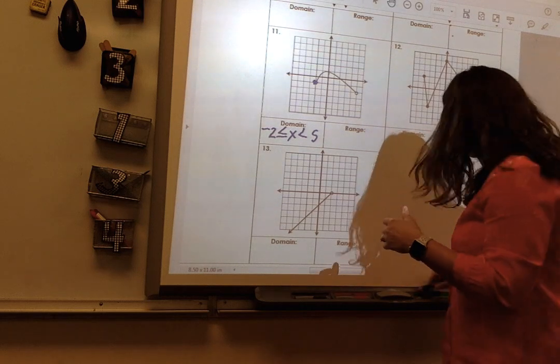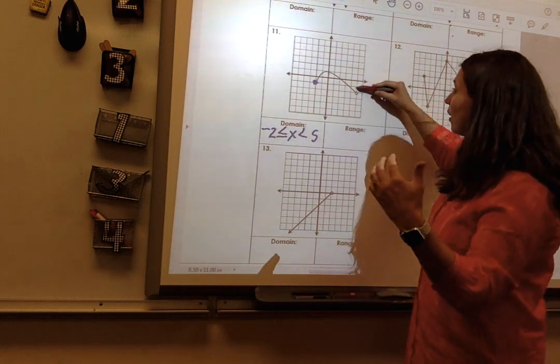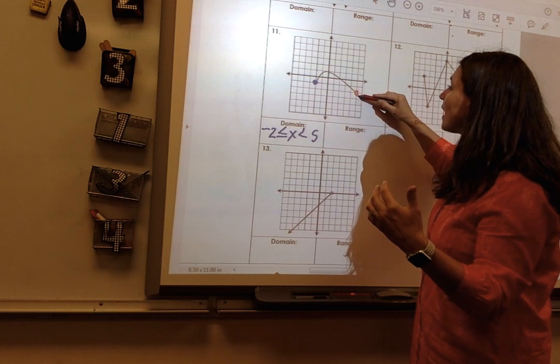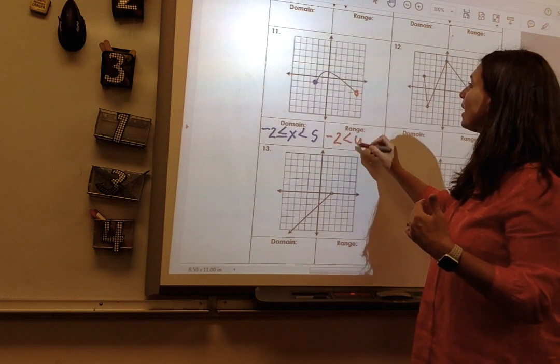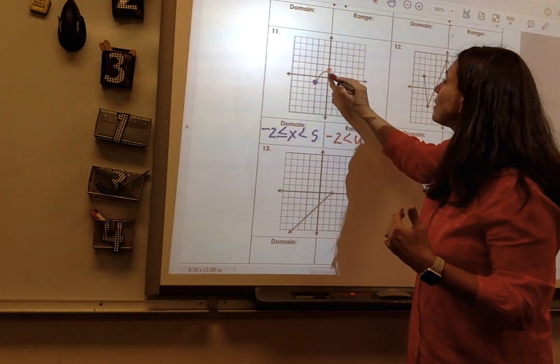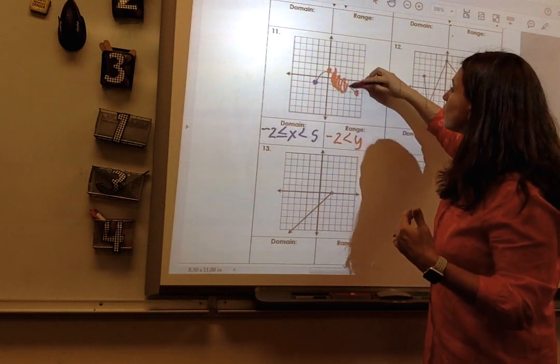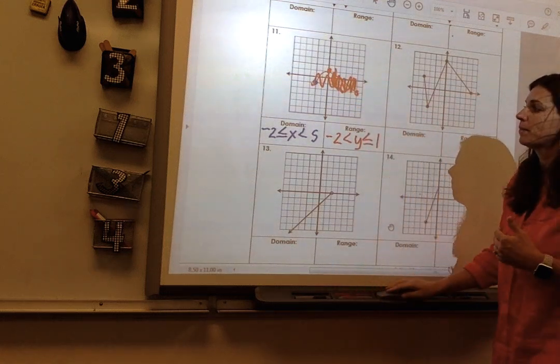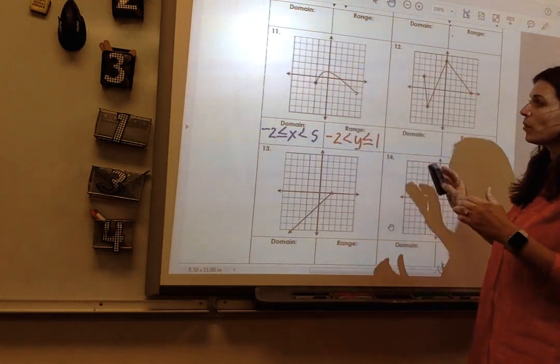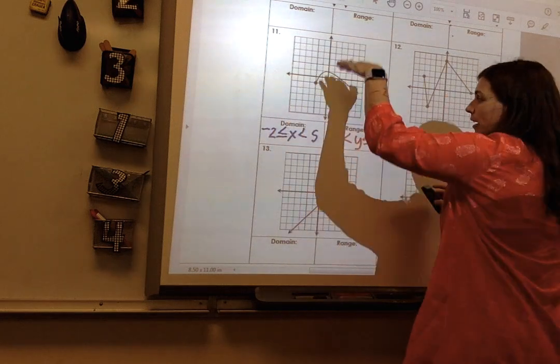Now, let's look at my range. Remember, my range is how far down does it go? It goes down to -2, but it's an open circle. So -2 is less than y, and it goes all the way up to +1. So it stays in between here. So y is less than or equal to +1. Okay, so remember, domain left to right, range up and down.